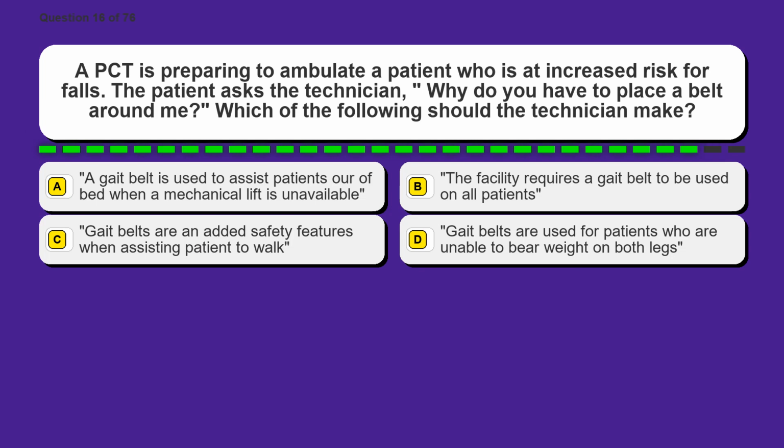Question 16. A PCT is preparing to ambulate a patient who is at increased risk for falls. The patient asks the technician, "Why do you have to place a belt around me?" Which of the following should the technician make?